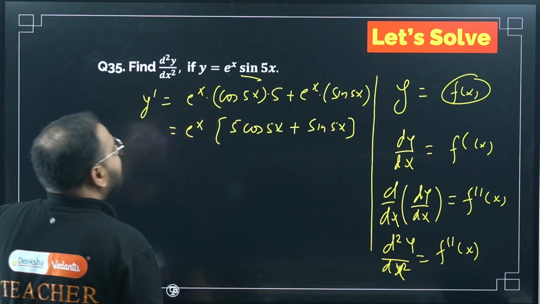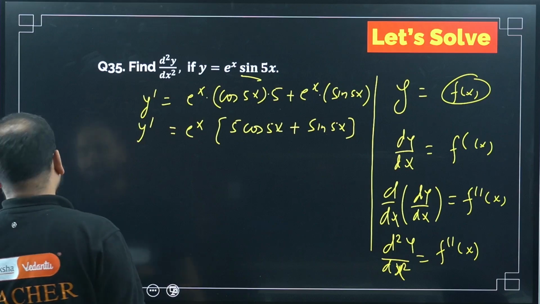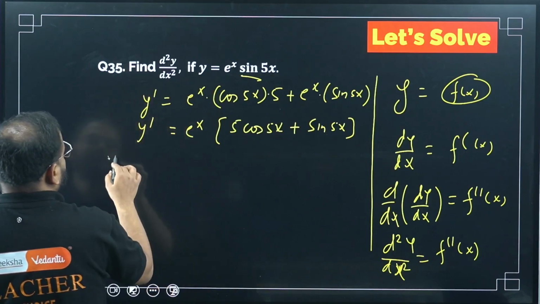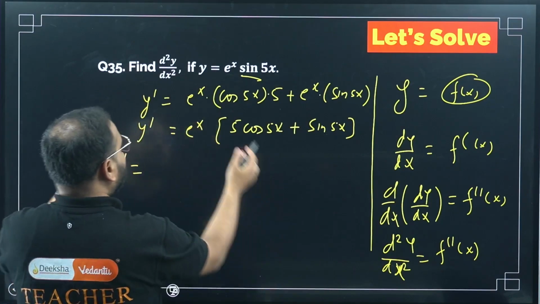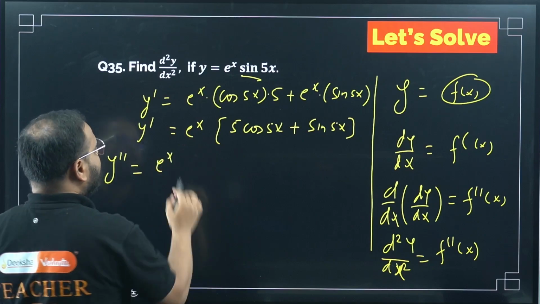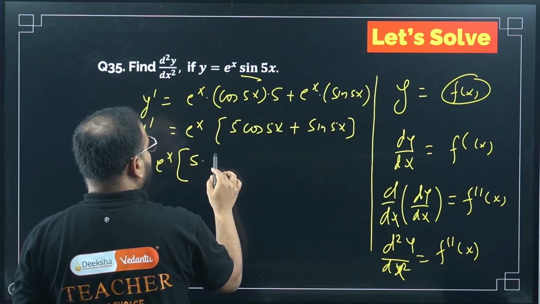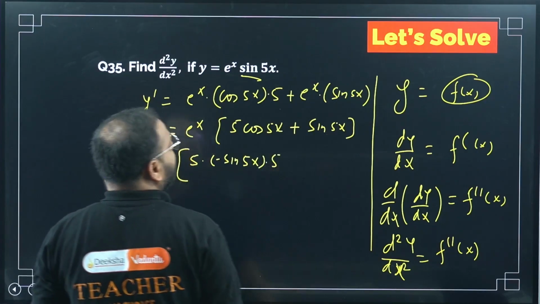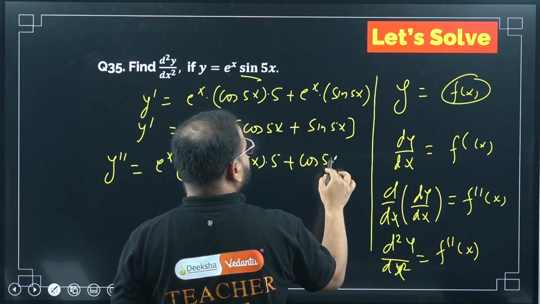Yes, correct. Now I have to differentiate it again because this is derivative number 1. I have to find the second derivative. So y double dash we have to find it out, bacha. So what are we gonna do? Again differentiate it. We'll have to use product rule again. So I'll keep this e power x as it is. Okay. And differentiate this part. It'll be what? 5 will be as it is. This will become minus sin 5x with 5 again. Okay. And this will be simply cos 5x with one of the 5.